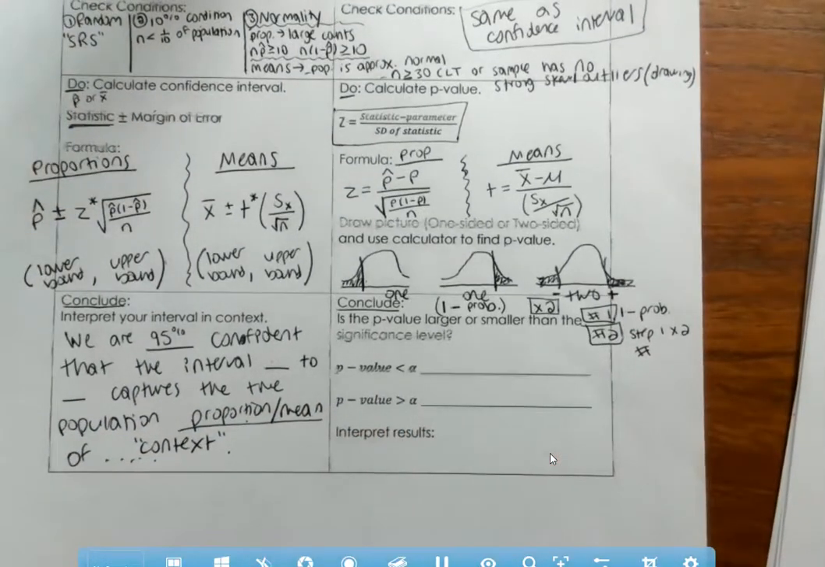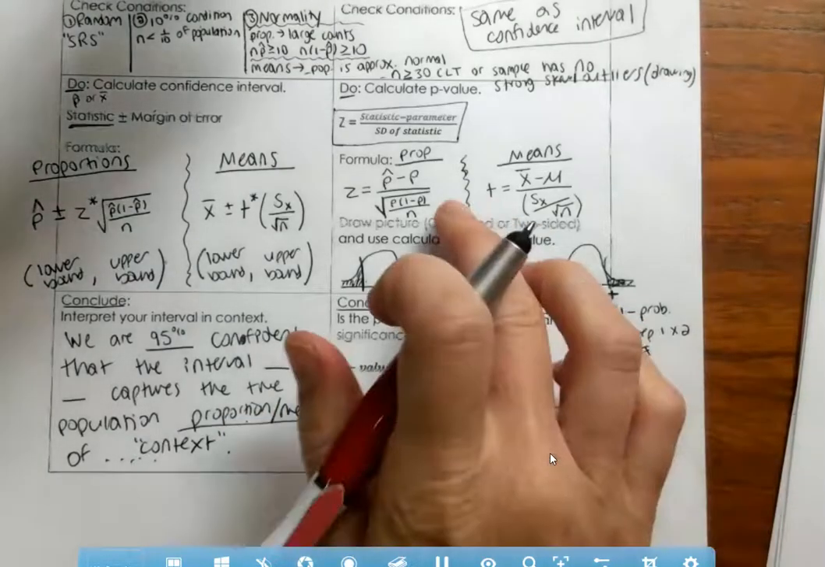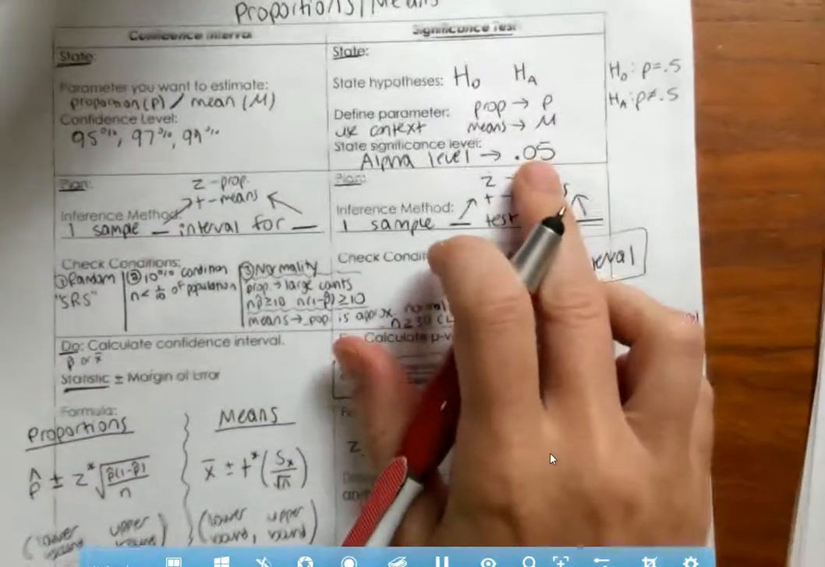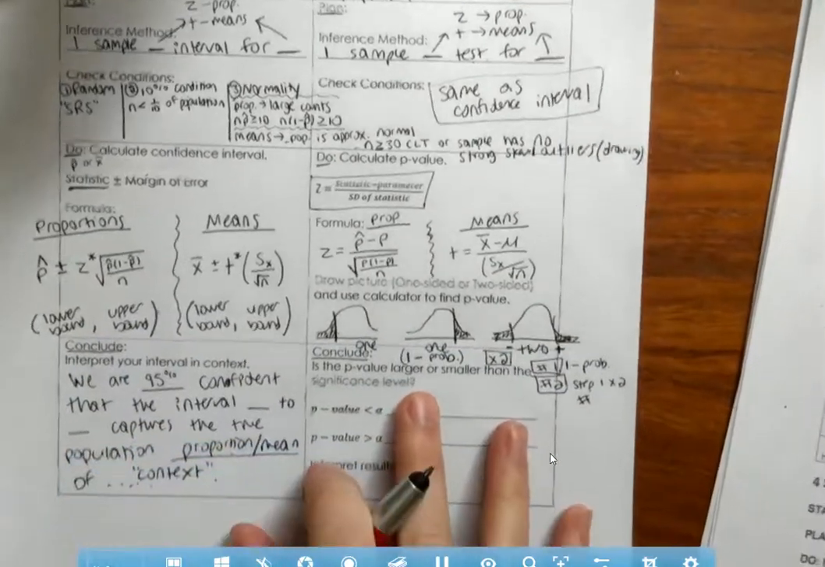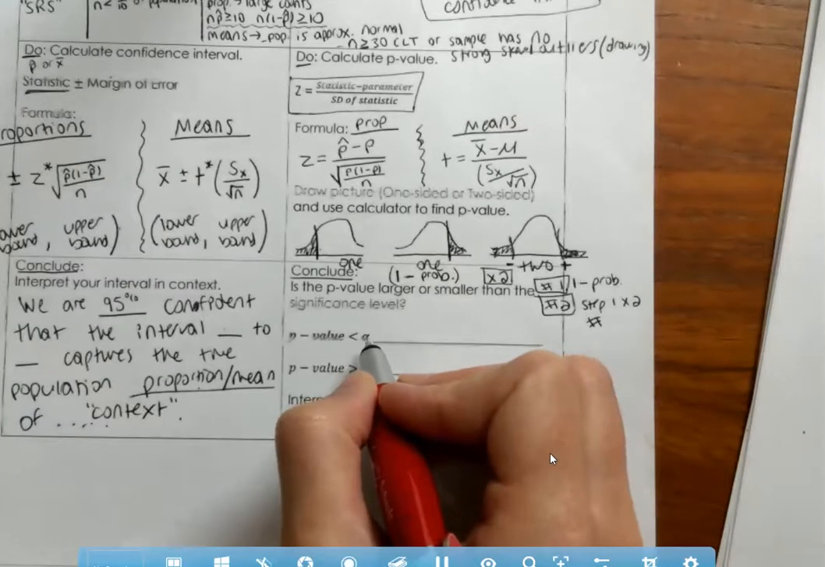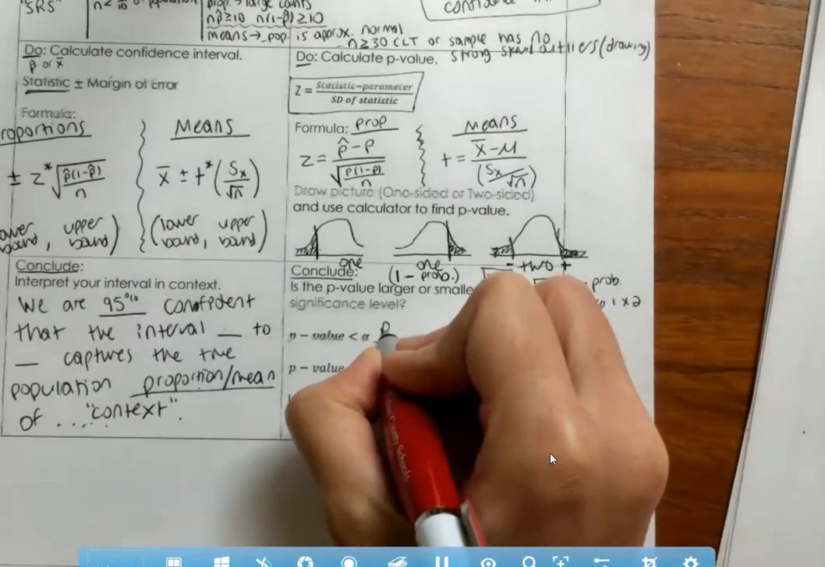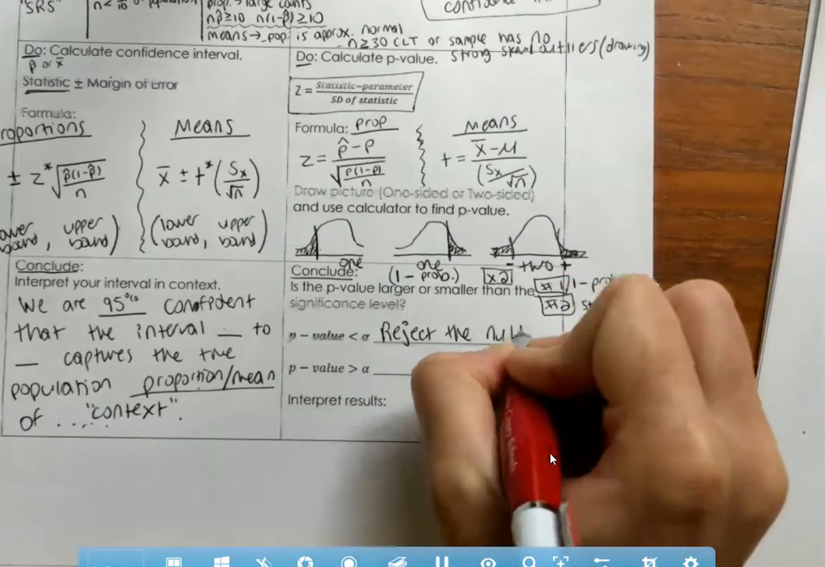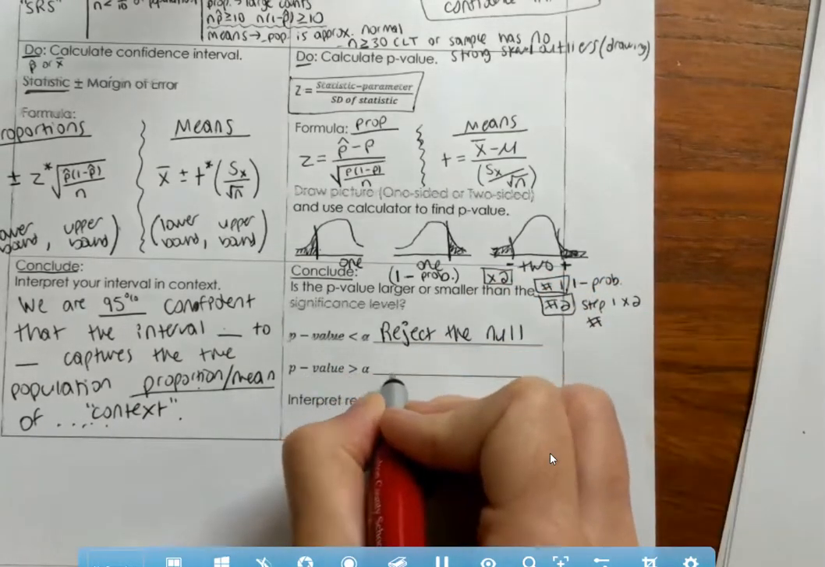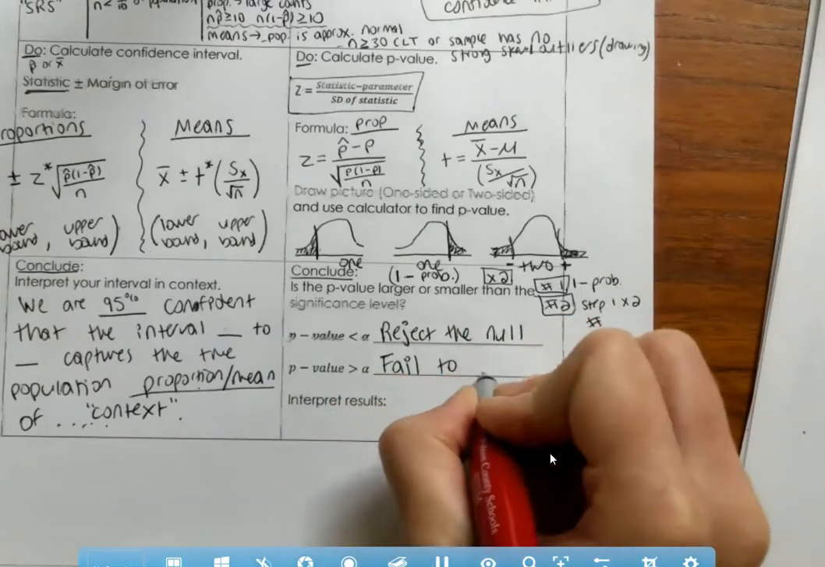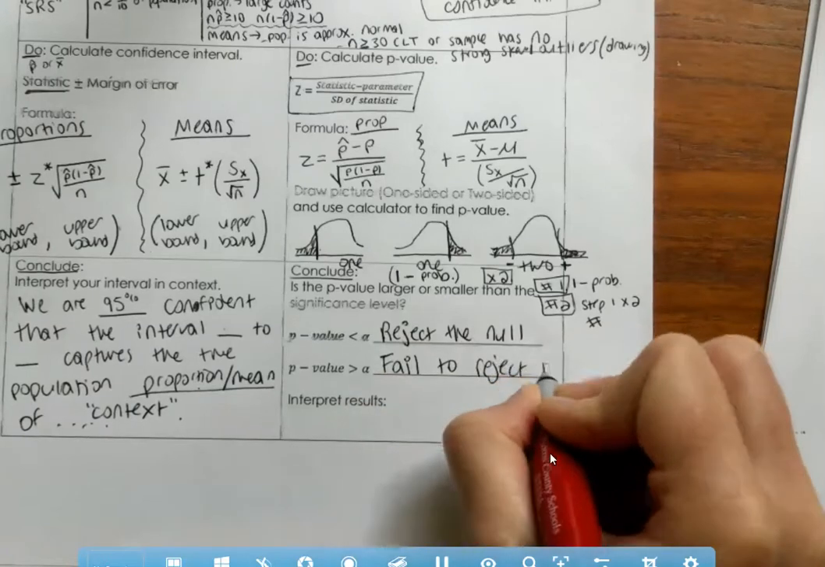Alright, for the conclude part, is the p-value larger or smaller than the significance level? Well, we just calculated the p-value here, right? So we look back up here, and our significance level, if it doesn't tell us, is 0.05. If your p-value is less than the alpha level, you're going to reject the null. If your p-value is greater than the alpha level, you're going to fail to reject. Fail to reject the null.